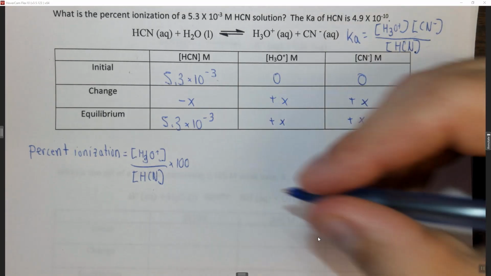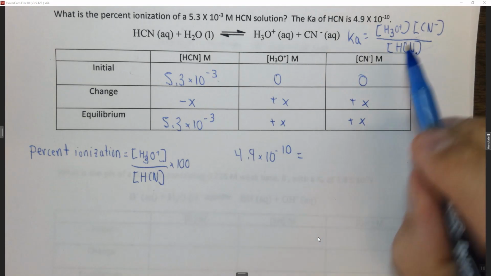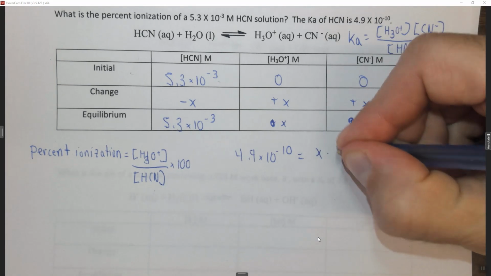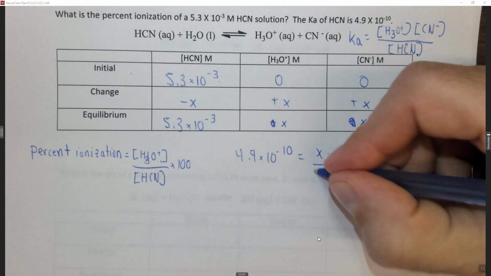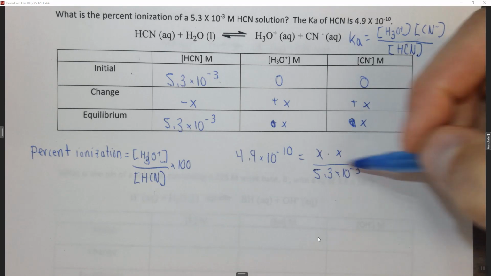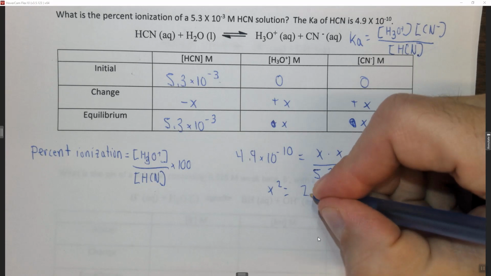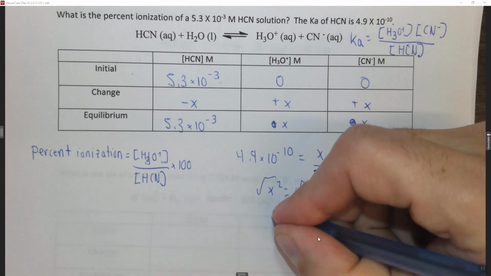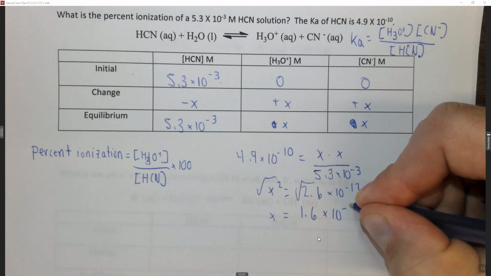So Ka is provided, 4.9 times 10 to the minus 10 equals, this shouldn't be plus, it should just be X, X and X, so X times X, divided by the concentration of HCN, which is 5.3 times 10 to the minus 3. We cross multiply these two numbers and we multiply X times X, and we find that X squared is equal to 2.6 times 10 to the minus 12. We then take the square root of both sides, and we find that X is equal to 1.6 times 10 to the minus 6.